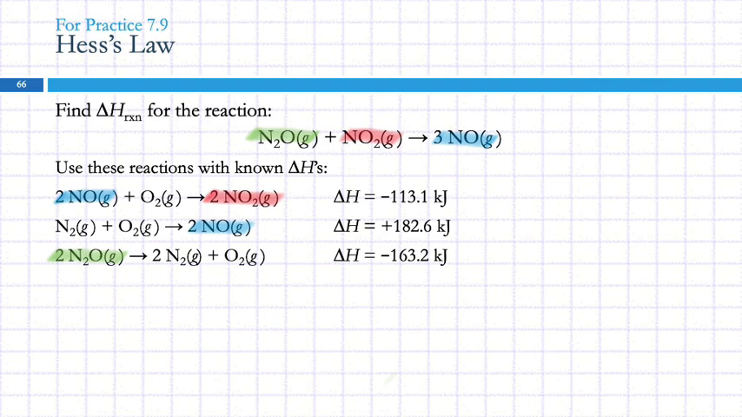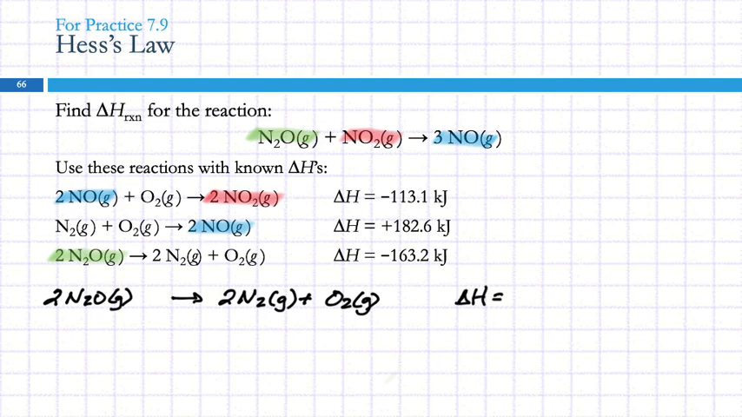Not to get the colors mixed up. So I'm just going to copy that one down. 2 N2O gas going to 2 N2 gas plus O2 gas. Now, have I done anything to that equation yet? No, I copied it. 163.2. So delta H will be the same. So let's highlight that one as green.